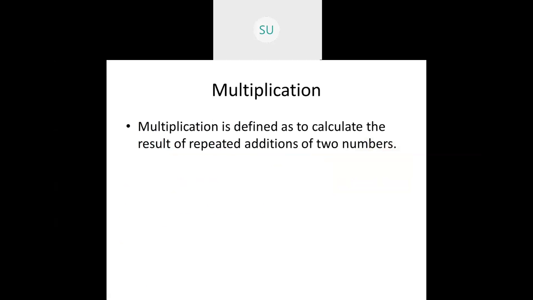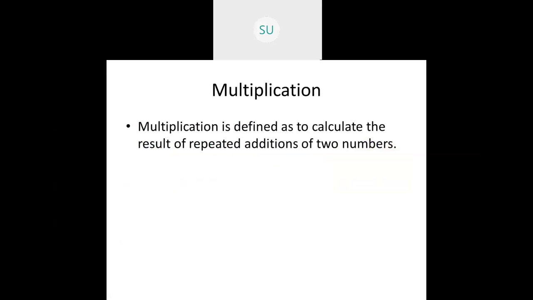Okay, so now we are going to study multiplication. What is multiplication? Multiplication is defined as calculating the result of repeated addition of two numbers. For example, you're adding 2 five times: 2 plus 2 plus 2 plus 2 plus 2, so that gives you 10. So instead of doing that addition repeatedly five times, you can just multiply.